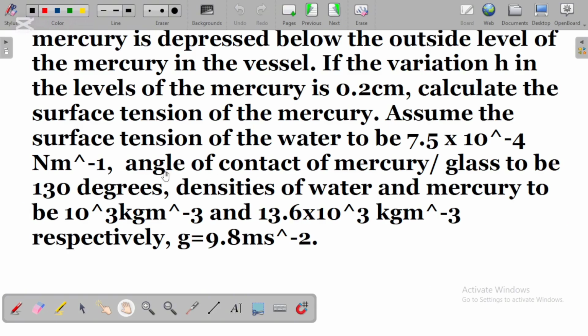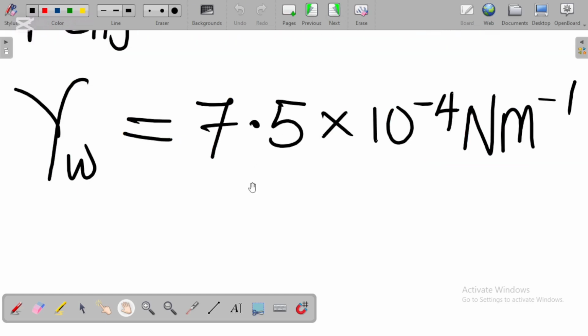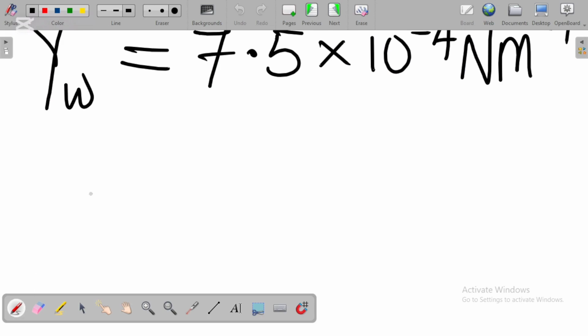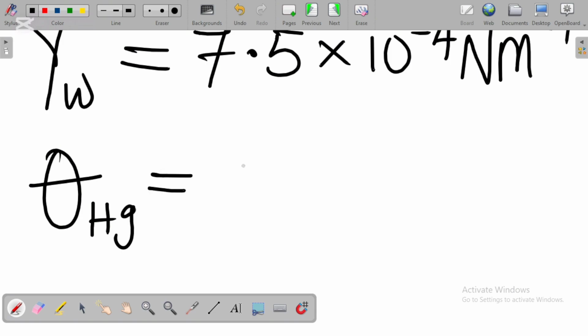We are also told that the angle of contact of mercury and glass is 130 degrees, since mercury is depressed. So angle of contact is theta. The angle of contact theta of mercury, subscript Hg, is equal to 130 degrees.